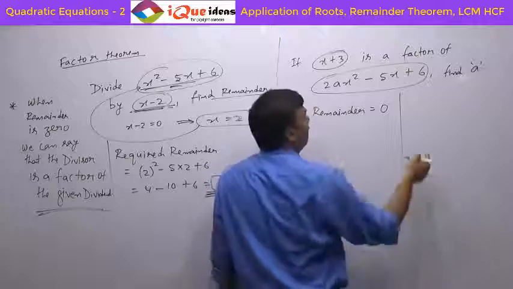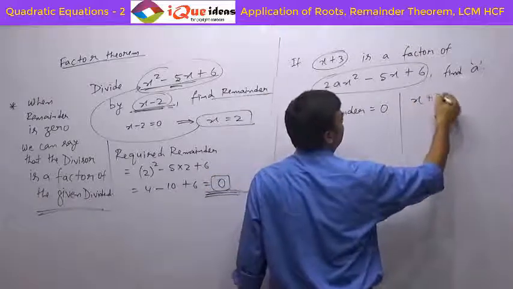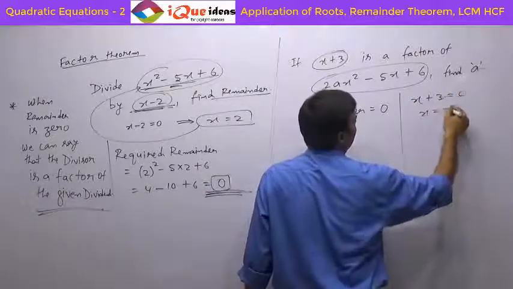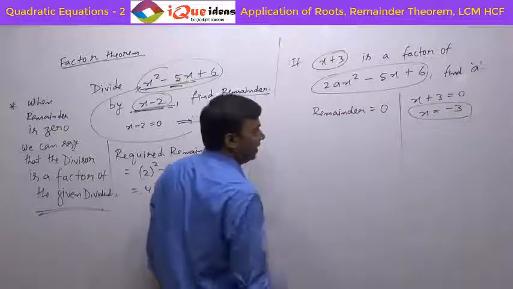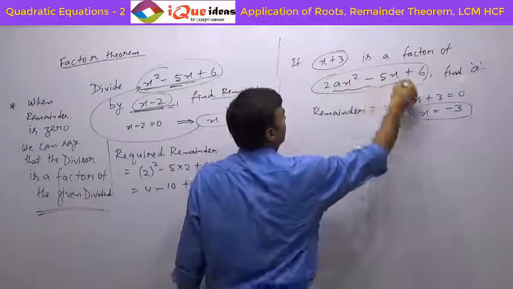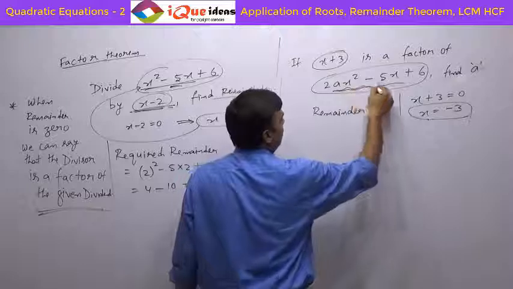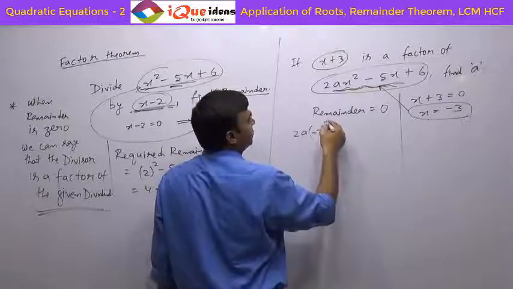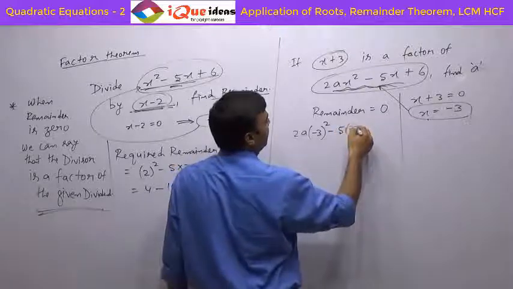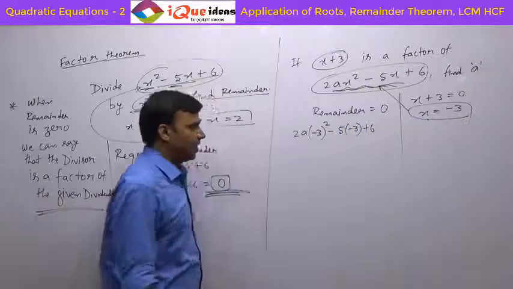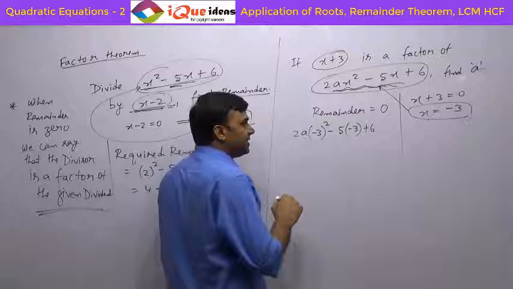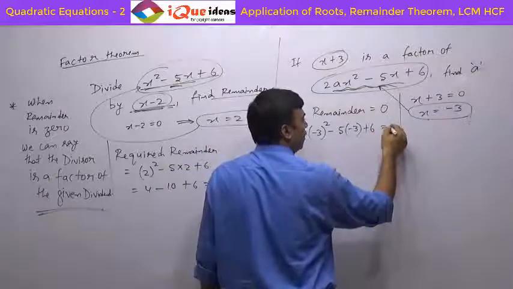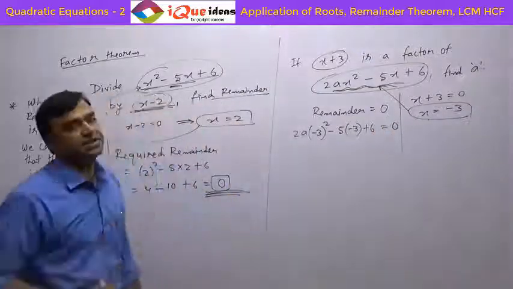Now, to find the remainder, what do we do? We take the divisor equal to 0. So we get some value of x from here, that is x equal to minus 3. We put x equal to minus 3 in this to find the remainder. Now, if I put x equal to minus 3 in this, we will get 2a into minus 3 square minus 5 into minus 3 plus 6. Please understand that this is the required remainder and this has to be equal to 0 because x plus 3 is a factor.